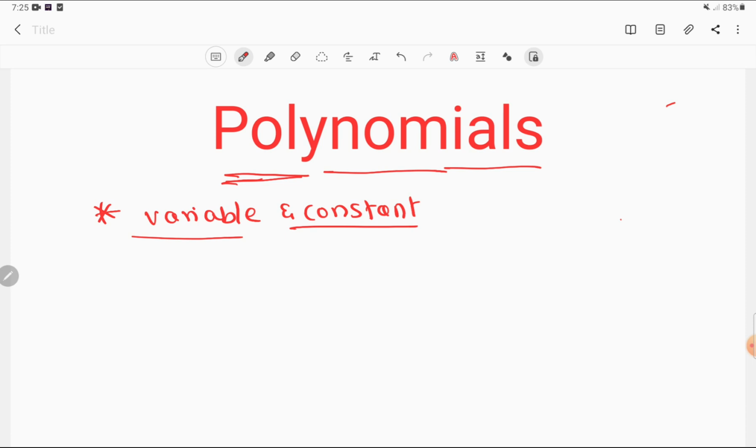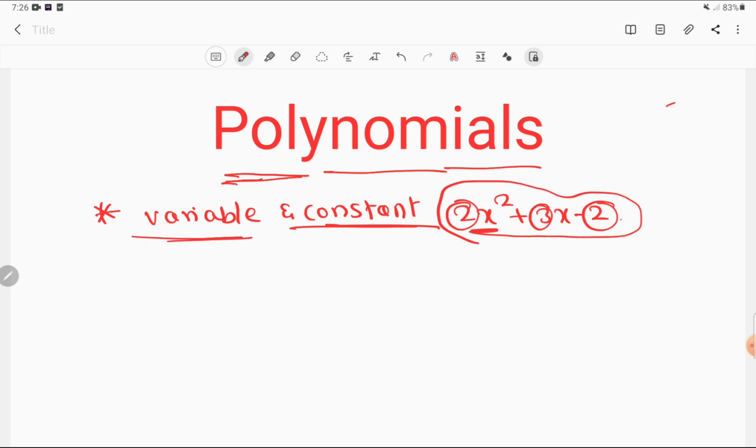For example, I have taken one example here. So this is one expression. If you see, 2, 3, 2, these are what? Constants, and x is what? Variable. So whole constants and variables are involved, so we got one expression. That expression we say is a polynomial.